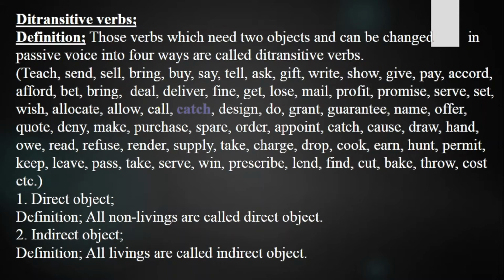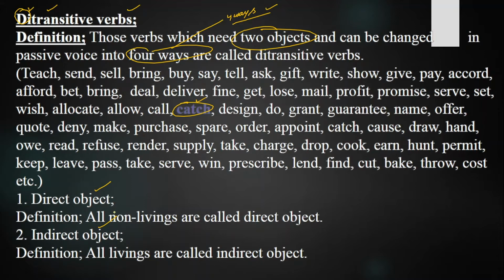Today we are going to discuss ditransitive verbs, or how to change them from active voice into passive voice. Before starting this, we will look at the definition of ditransitive verbs. Di means two. Transitive verbs can be changed into passive voice and show an action. So those verbs which need two objects and can be changed in passive voice in four ways, when we are able to change them in four ways, are called ditransitive verbs. Ditransitive verbs need two objects, one direct object and one indirect object.